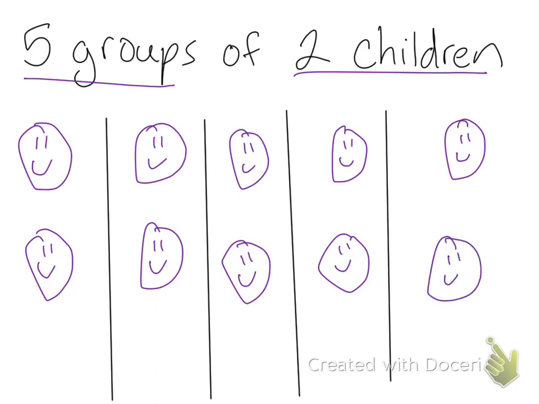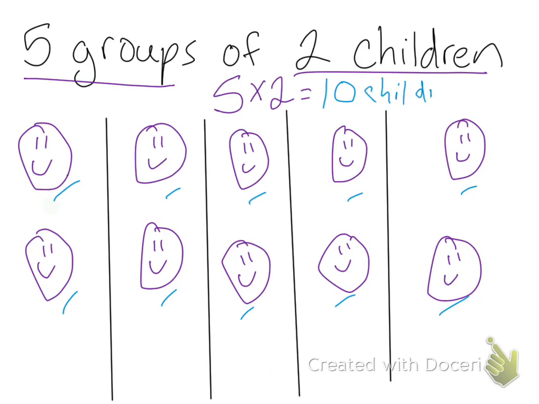Okay. So again, if we wanted to show this, remember the multiplication problem would be 5 times 2, and if we look, I have a total of 1, 2, 3, 4, 5, 6, 7, 8, 9, 10. So again, I have 10 children total. Okay, so these are equal groups number sentences.